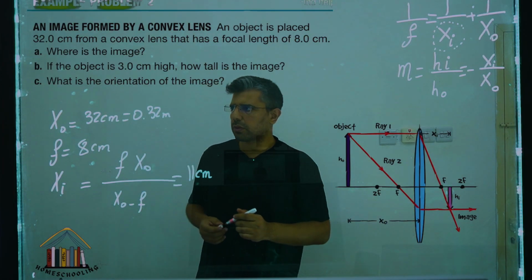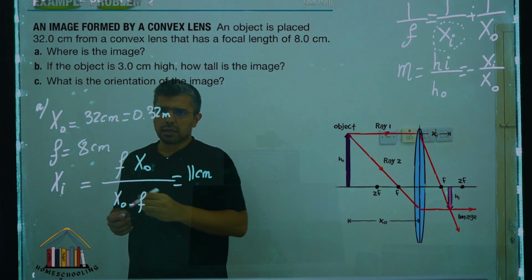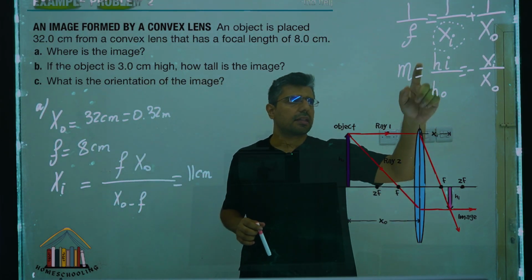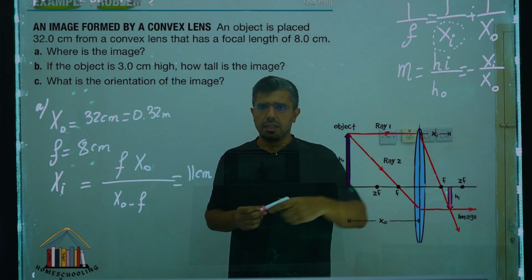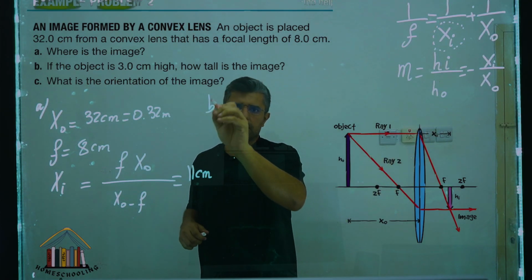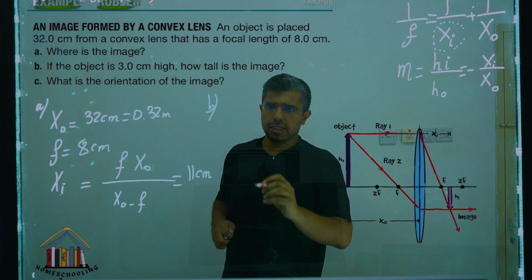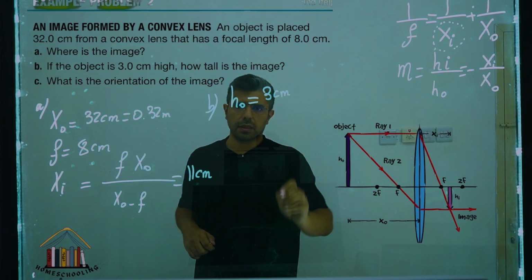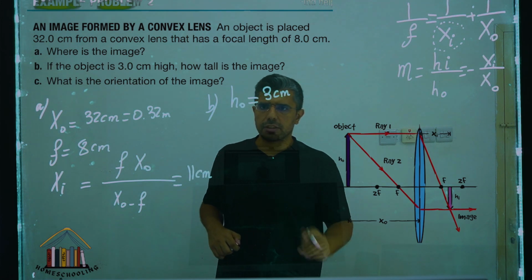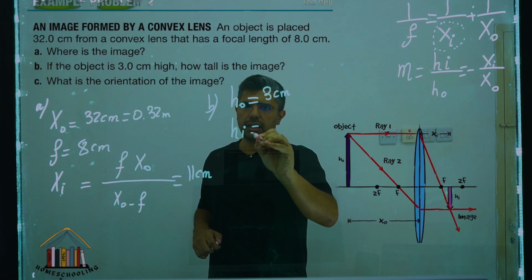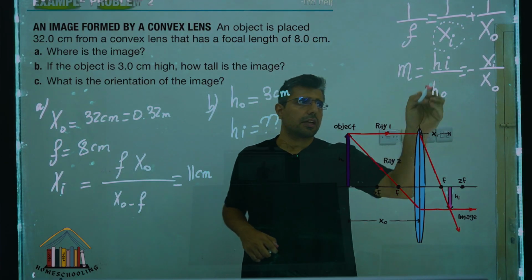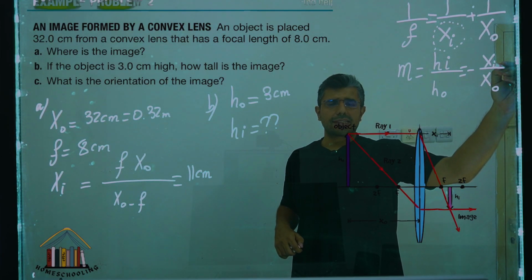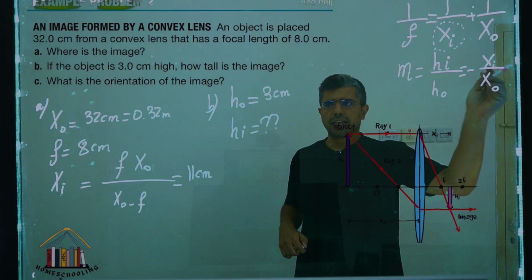All right, let's move on, that was for part A. Okay, so B, if the object is 3 centimeter height, here we are studying about the height. So I mean HO is 3 centimeter. How tall is the image? Again, HI is the unknown, but I still know XI and XO, so I can replace it in this equation.